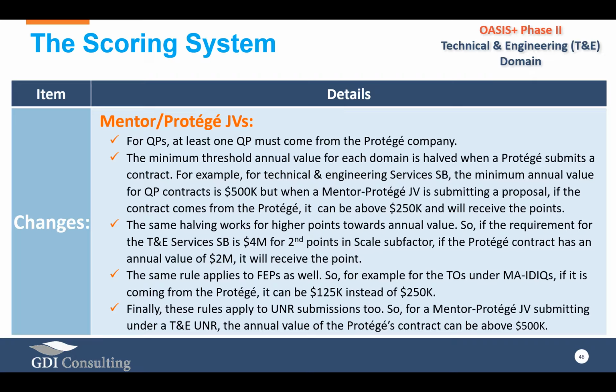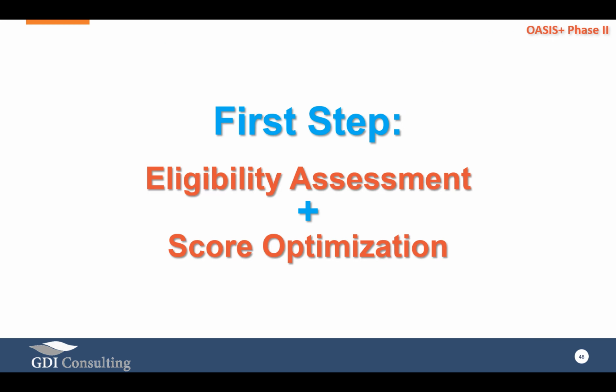And also if you're submitting as unrestricted, again, the protege contract can be 500,000 instead of $1 million. The same stands for FTEs, number of contractors, and so on and so forth. So all of them are halved if the contract is coming from the protege. So that was the scoring system for this domain.